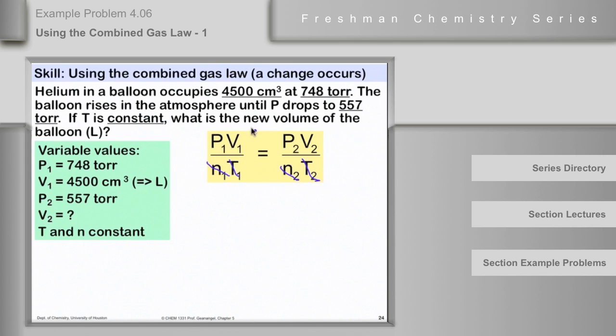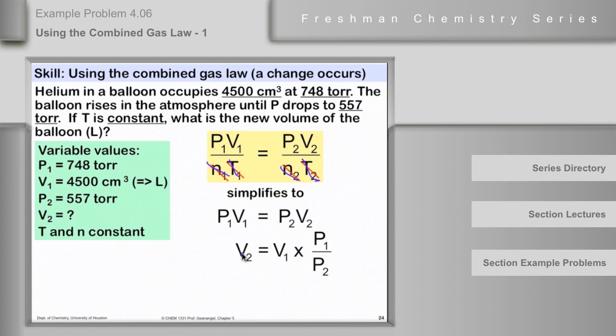So this particular gas law problem boils down to whose law? Boyle's law. And that's what caused me to say Boyle's law before, erroneously. So P1 V1 equals P2 V2. And we have to solve for V2. So V2 will be V1 times P1 over P2.